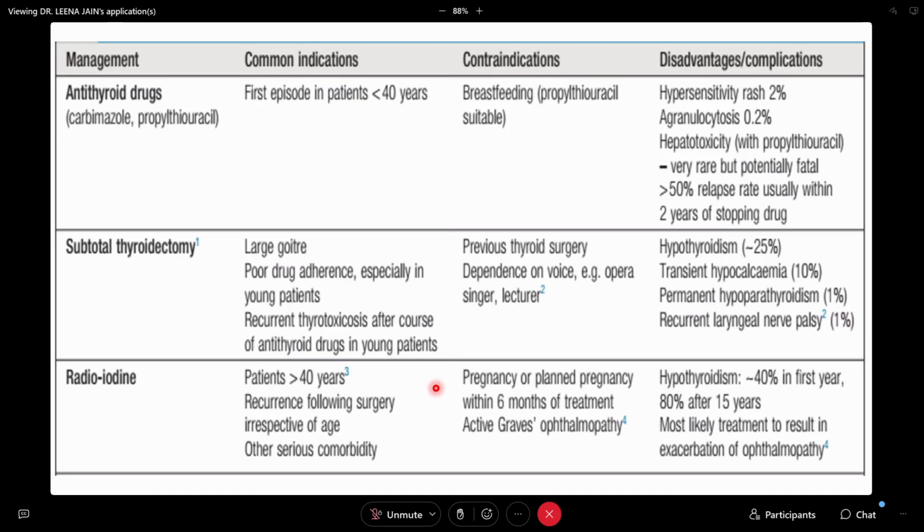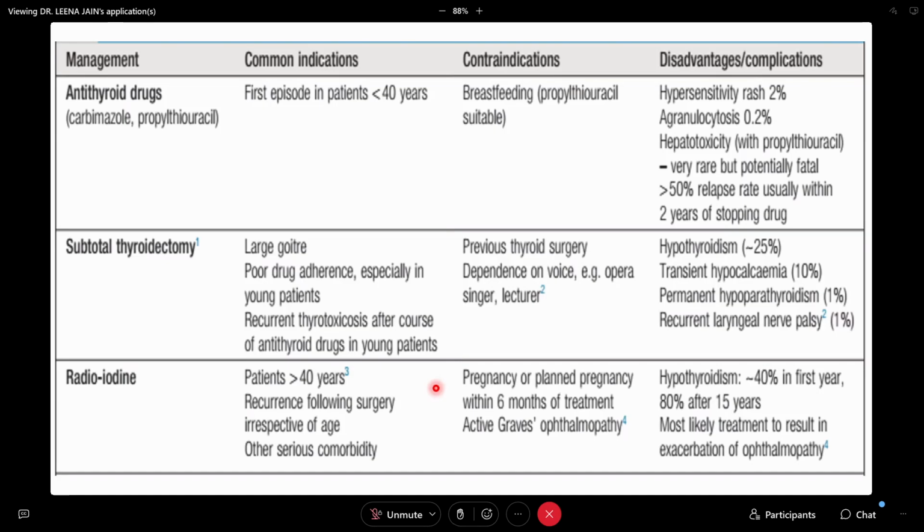And what are the disadvantages? There are no very severe things, but hepatotoxicity could be there with propylthiouracil. It could be fatal also. Usually the incidence is very low, still it could be there.